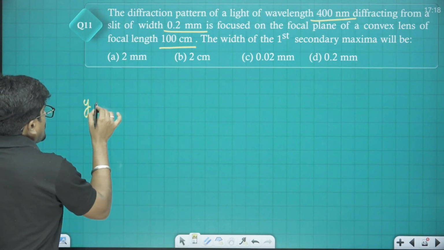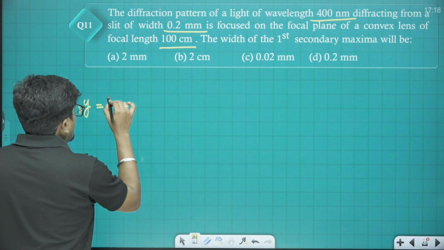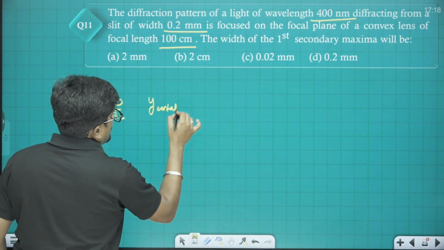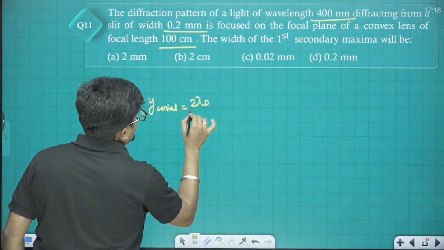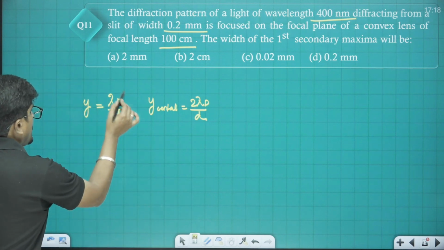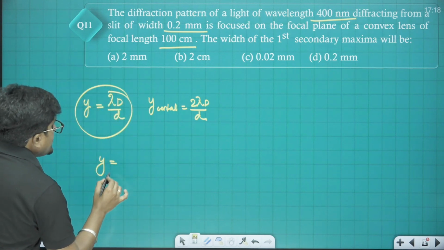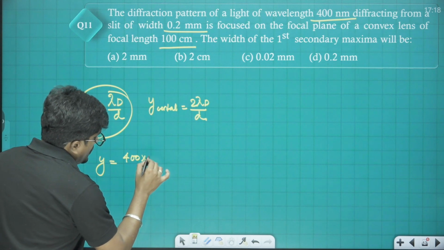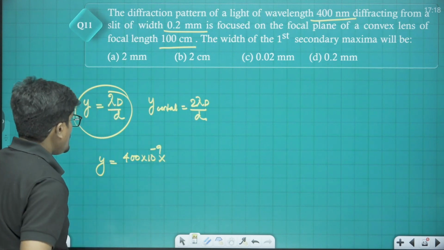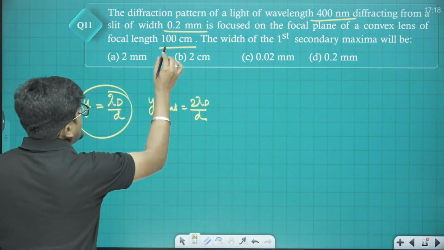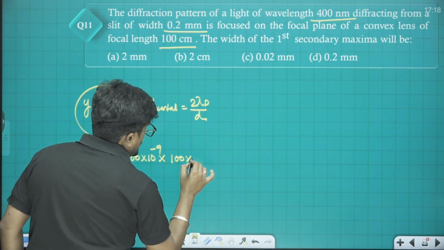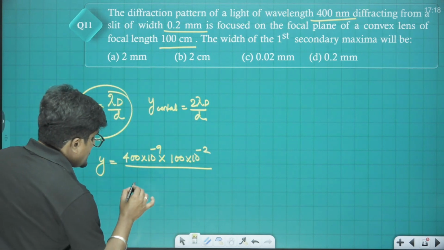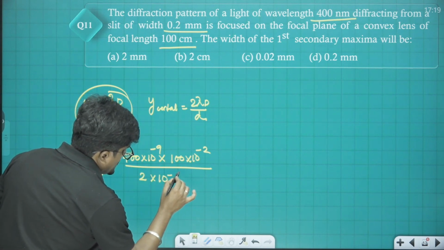We know that the expression for the width of the secondary maximum, y, can be written as lambda capital D divided by small letter d. And for the central maximum, this needs to be 2 times lambda capital D divided by small letter d. All right, our part is this one only. Now, y is equal to, what's the value of lambda? Lambda is given as 400 nanometer. So 400 into 10 to the power minus 9 into capital D. What is capital D? Capital D is the focal length only. That is 100 into 10 to the power minus 2, all divided by 0.2 mm. I can write this as 2 into 10 to the power minus 4.